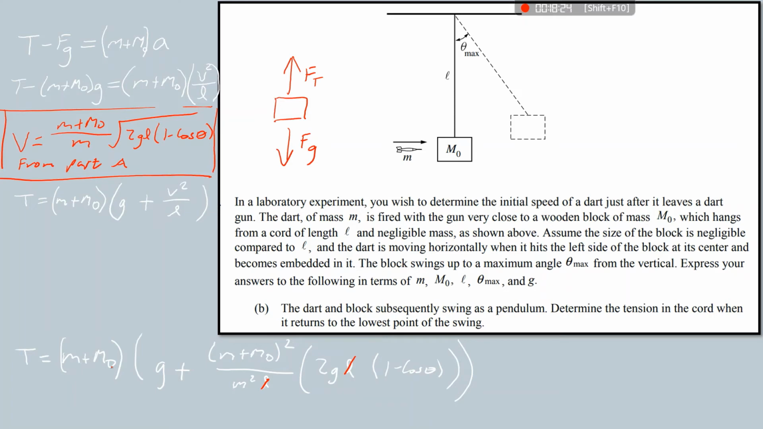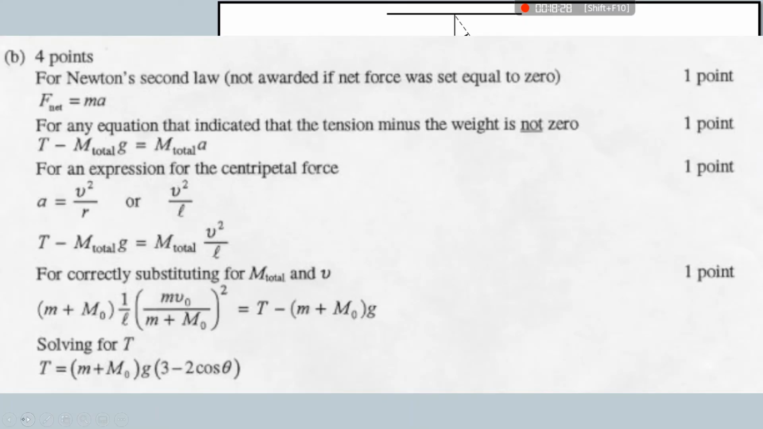Is that the answer then? Okay, well, let's see. Newton's second law, we got that. Tension minus weight is our net force. Centripetal acceleration, that's good. Correctly substituting M total and V. M total, okay, we did that. And substituting for V.